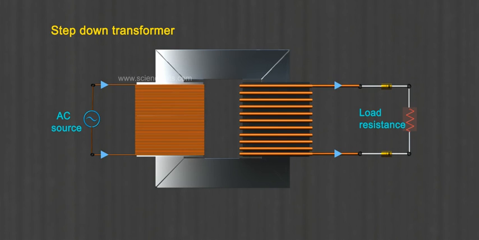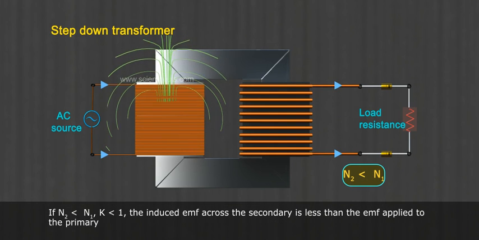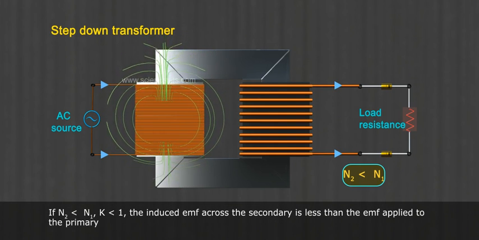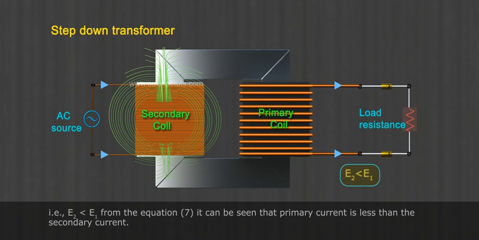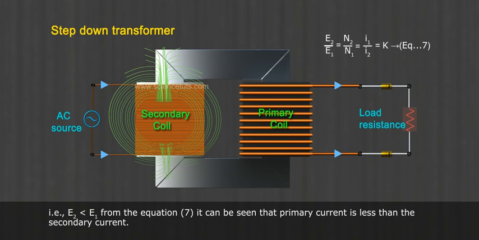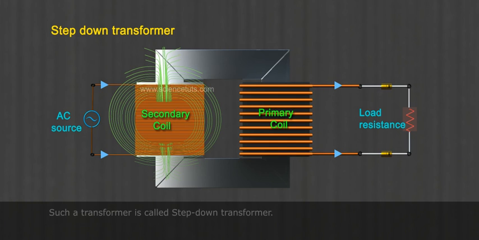Step-down transformer. If N2 is less than N1, K is less than 1, and the induced EMF across the secondary is less than the EMF applied to the primary, that is, E2 less than E1. From equation 7, it can be seen that the primary current is less than the secondary current. Such a transformer is called a step-down transformer.